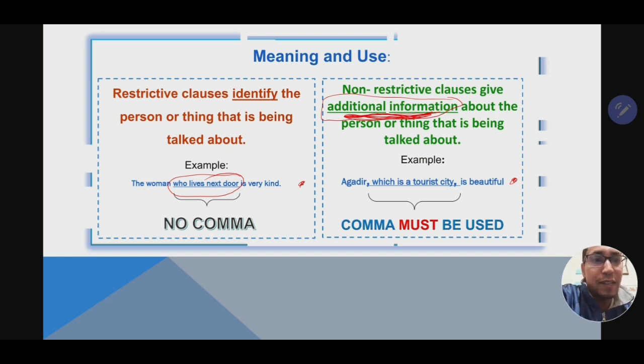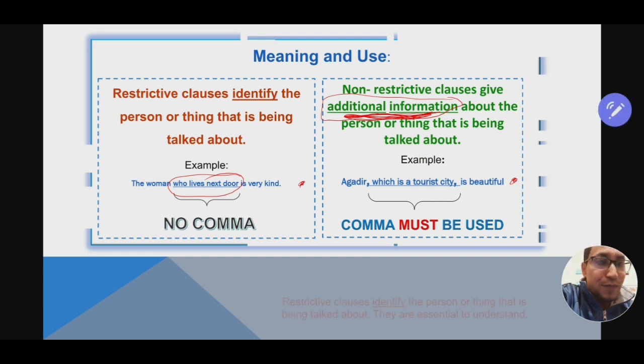It's just like between brackets, like we say in Darija, Baina Qawsayn. But the woman is very kind. We can't do without "who lives next door" because we don't know which woman. Not all the women are very kind. That's why "the woman who lives next door is very kind." This is important, and there are no commas.